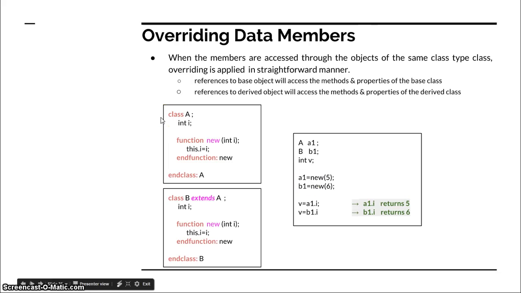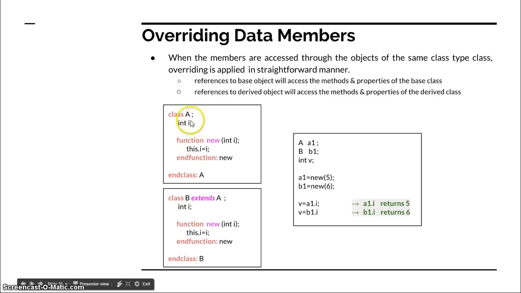So as you know now, overriding is a property of data members or member functions with the same name. Now consider overriding of data members. That means the base class and the derived class have data members with the same name. Consider this example. Class A has a data member named i. It's an integer type, and with the new function we are passing the value of integer i, and we assign this.i is equal to i. And another class B is extended from A. It again has the same data member named i.